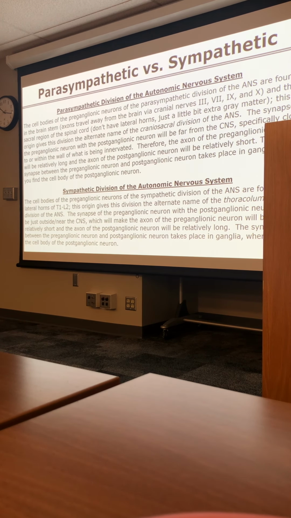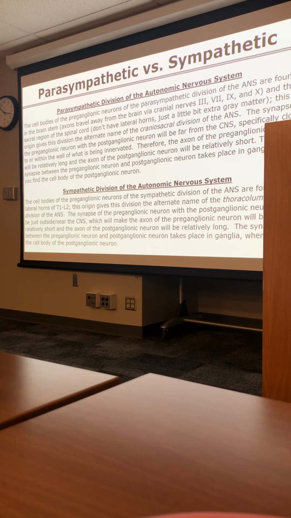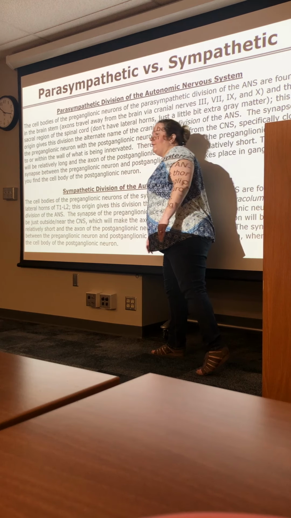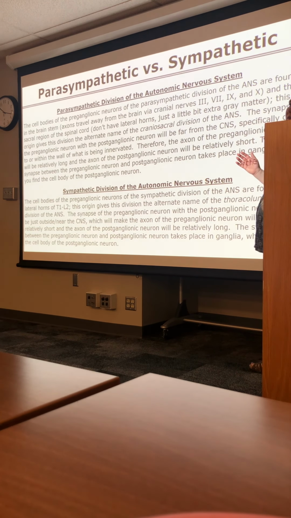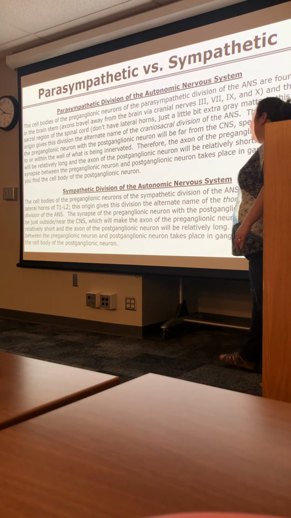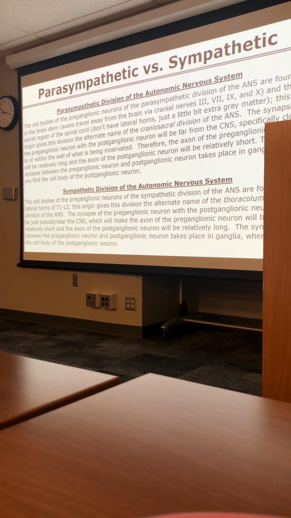Then with the sympathetic division, the cell bodies of the preganglionic neurons are found in the lateral horns of T1 to L2, the only place you ever find lateral horns. That's why you also call it the thoracolumbar division. We see the first neuron synapsing with the second neuron right near the central nervous system. If it's coming from T1 to L2, that means we're going to have our ganglia near the vertebral column, either right next to or in front of the vertebral column. That means the first axon in the system will be relatively short. The second axon will be relatively long, heading out to where we're going.